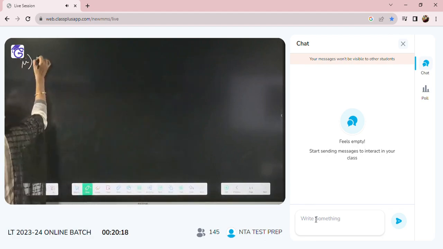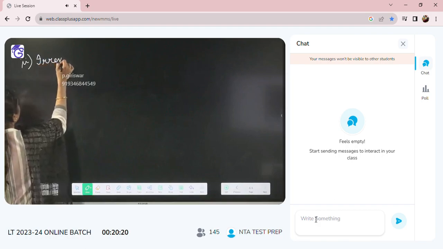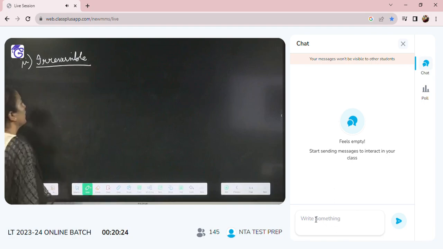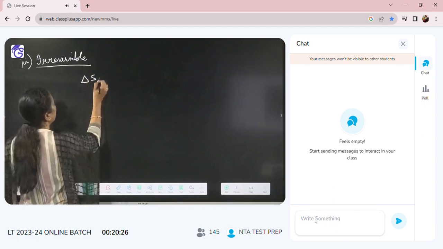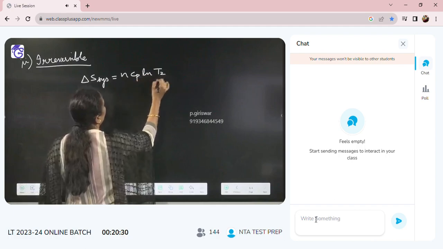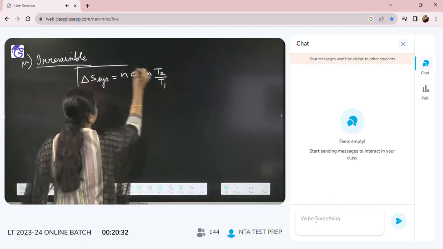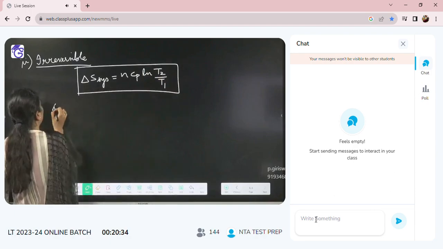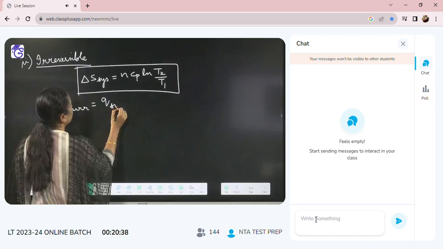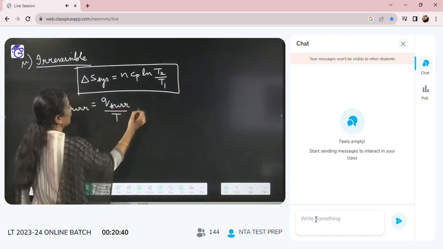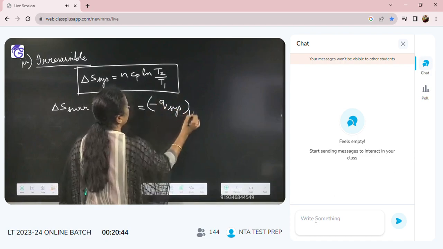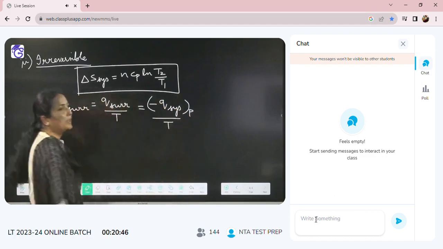Second one, irreversible. When it comes to irreversible, delta S system is not going to get affected. So I'll be writing NCP ln T2 upon T1 only here. Then for delta S surrounding, all of you know that I'll be writing Q surrounding upon the temperature of the surrounding, and this time again system parameters, so minus Q system upon T.